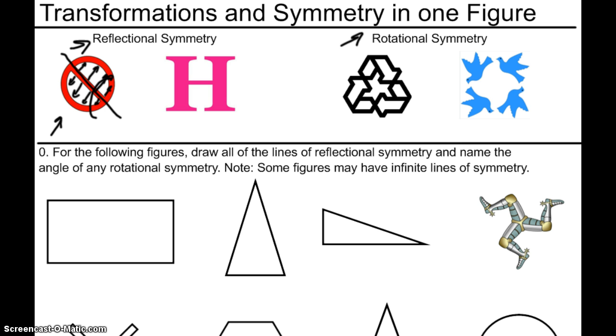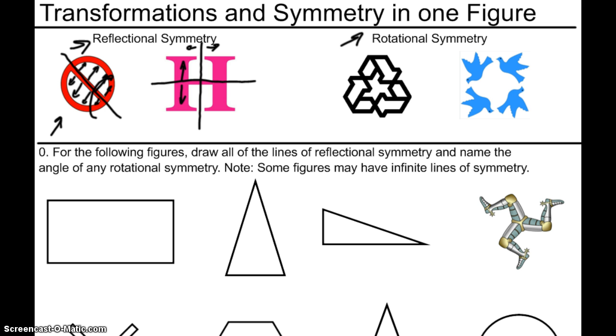This H right here has two lines of symmetry. One that is vertical, notice how everything on both sides of that line of symmetry is the same, and one that is horizontal, notice how everything on both sides of that line of symmetry is the same.